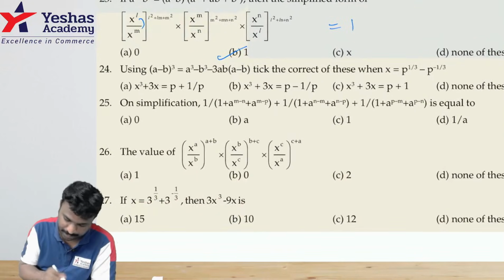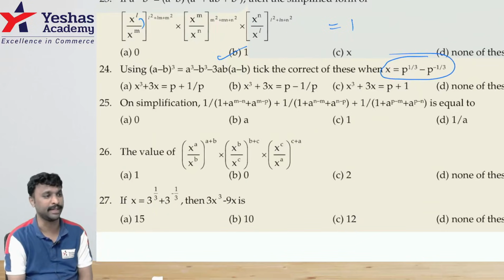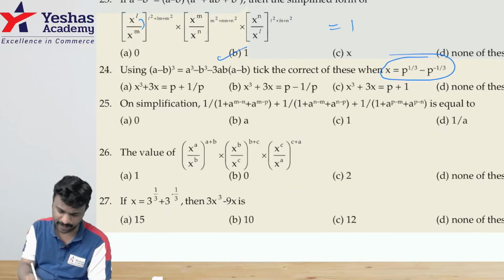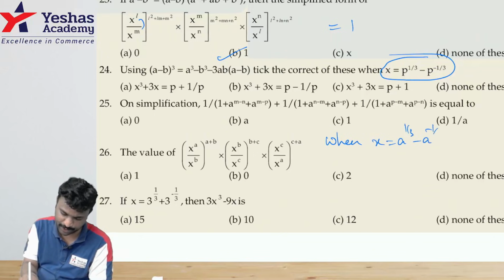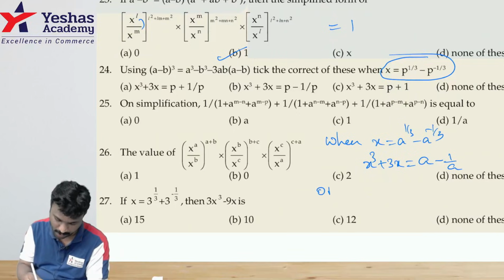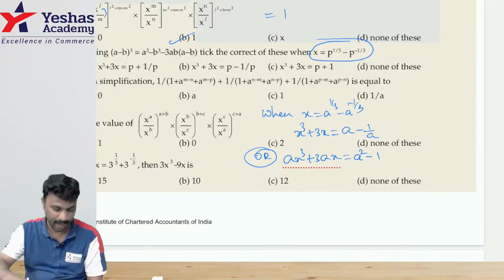Guys, 24th question. x equal to p power 1 by 3 minus p power minus 1 by 3. Guys, for such questions, I think I have given you the shortcut. When x is equal to a power 1 by 3 minus a power minus 1 by 3, please make a note of this. x cube plus 3x is equal to a minus 1 by a, or ax cube plus 3ax is equal to a square minus 1. So this is one thing.